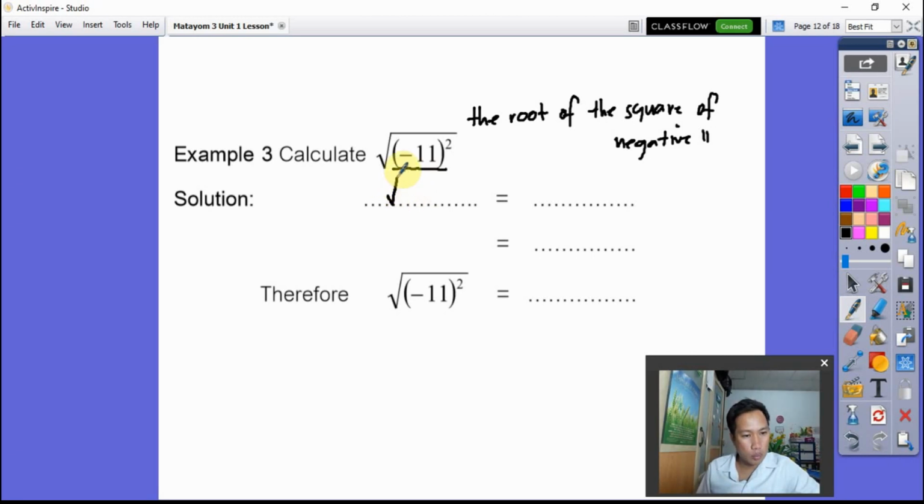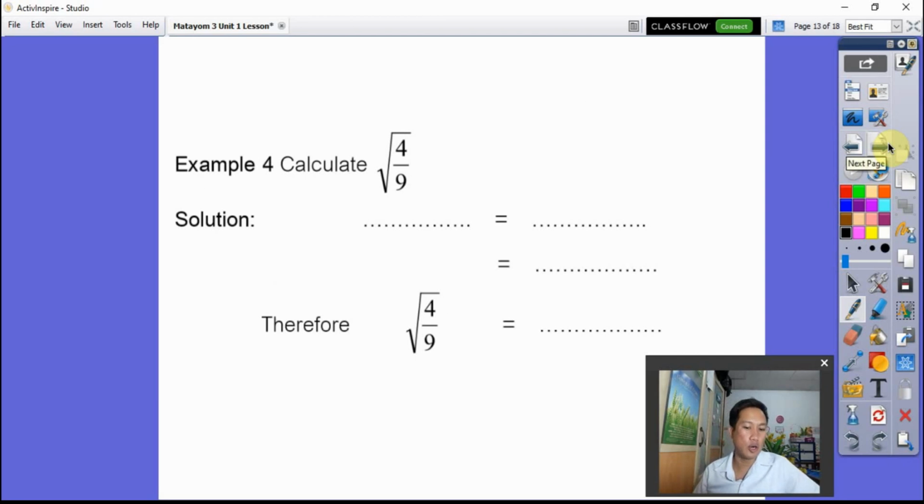So we will write the question here. Now this will become 121. You can have it as 11 squared instead. We cancel the root, the square, so we'll have 11. Very easy. Again, when you have a square, you neutralize the sign inside the parentheses or the quantity.